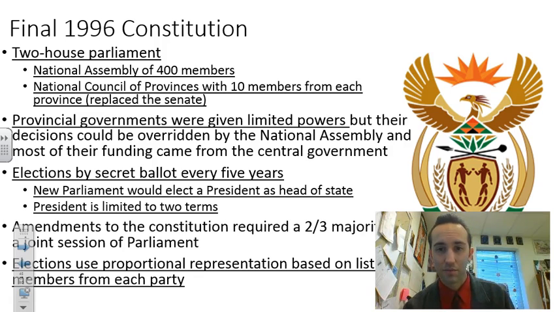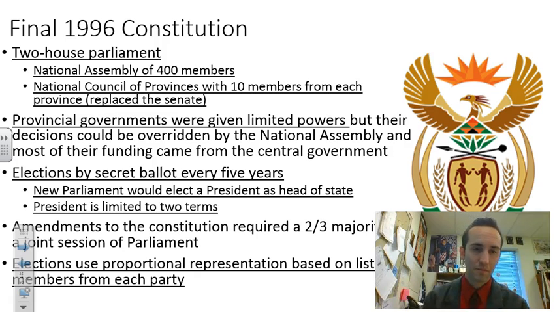The national elections will be held by secret ballot every 5 years. Similar to ours. The new parliament would elect a president as head of state, and the president is limited to 2 terms. So it's a little more complicated than our system in that they vote for a party, but they don't vote for a person. And so they vote for a political party, and the party themselves kind of choose who's going to be the head of the party.